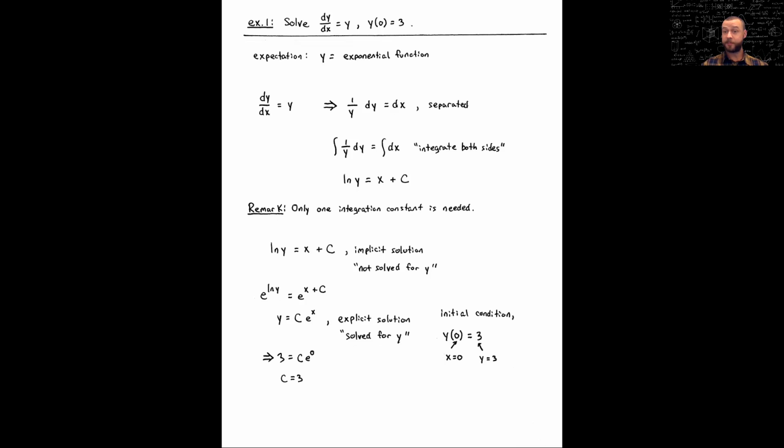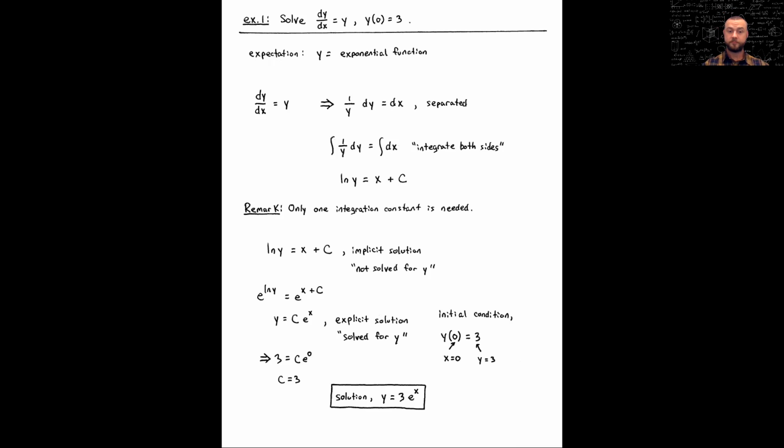All right, and this is pretty simple. I don't have a calculator anywhere, but oh, e to the 0, I know that's 1. So what we find here is c comes out to 3. So we have our complete solution: a function that satisfies the differential equation as well as satisfying the initial condition. So that explicit solution is y equals 3 times e to the x.